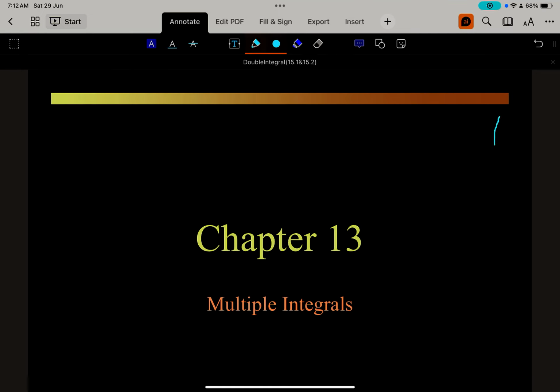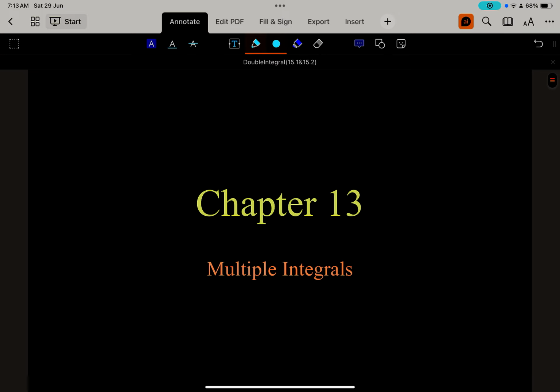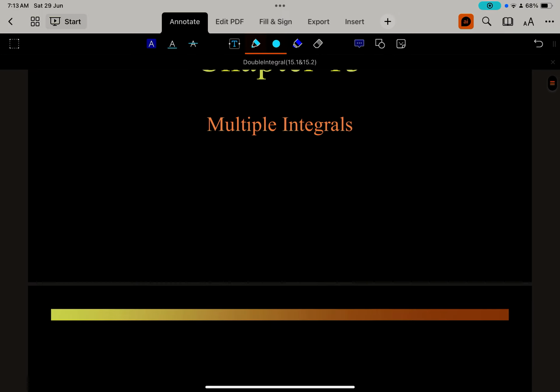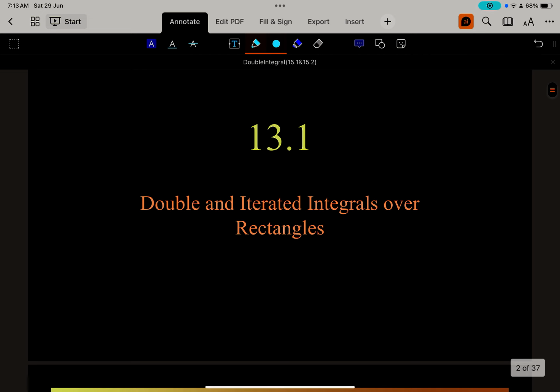Today we're gonna discuss multiple integrals. We're gonna talk about some of their properties and how they can be used to obtain the volume, area, and the average value of a function. Now we will start with double and iterated integrals over rectangles.